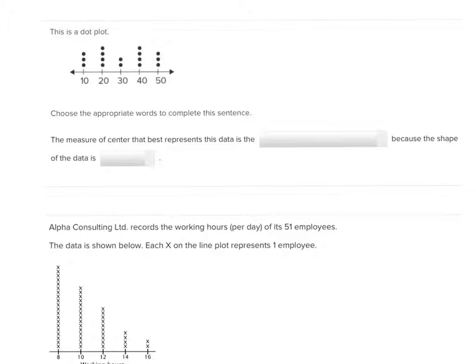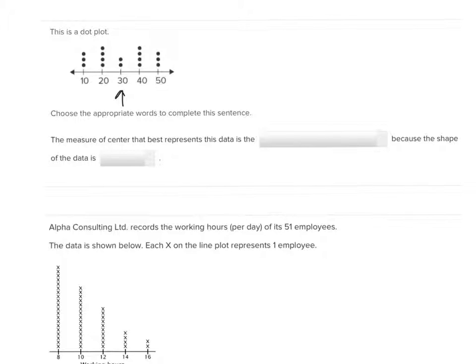This is a dot plot. So we're going to fill in the blanks with the right answer. The measure of center that best describes this data is... Okay, so we have to decide whether this is skewed or not, and it is not skewed. It's symmetrical around the 30.